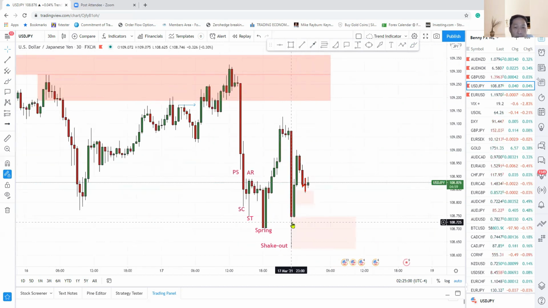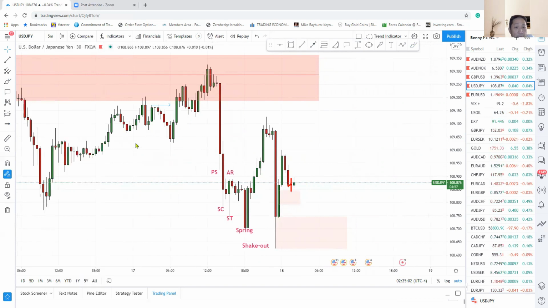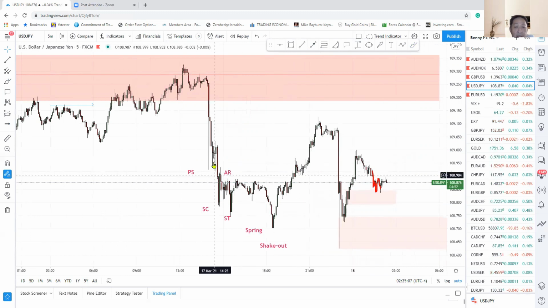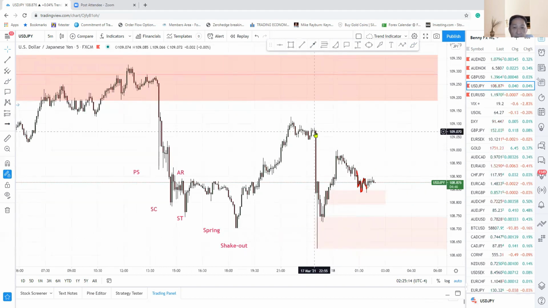If we go down to a lower time frame, we see the whole thing actually play out very nicely. We can see the price rally and then come down all the way. The institutions, the smart money, took that opportunity, the news, to move the price down and grab all the stop losses here one more time before the price goes higher. So already I'm long here at 108.80, I think. I would expect the price to go up from here.